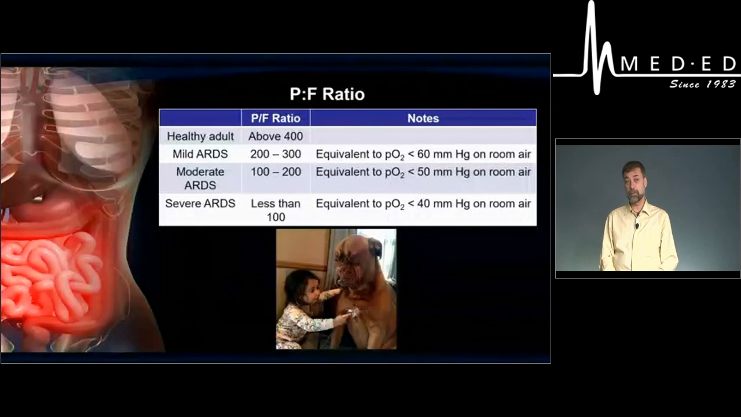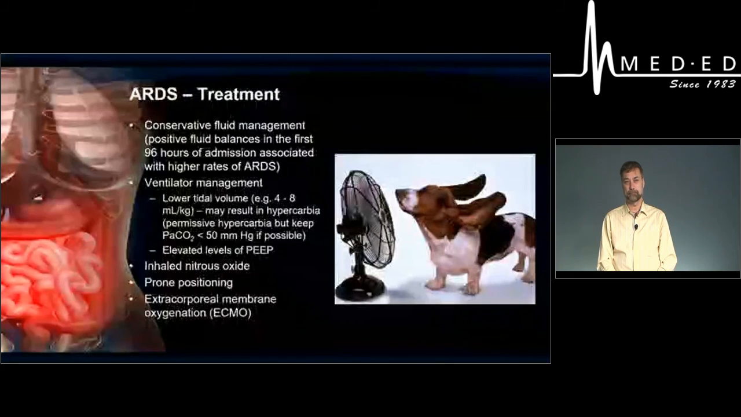Generally, a PF ratio above 400 is considered healthy, and we don't generally have to intervene. Mild ARDS is defined as a PF ratio of 200 to 300, moderate ARDS is 100 to 200, and severe ARDS is less than 100. Remember, our gentleman on the previous screen was 125, so he's got pretty significant ARDS.